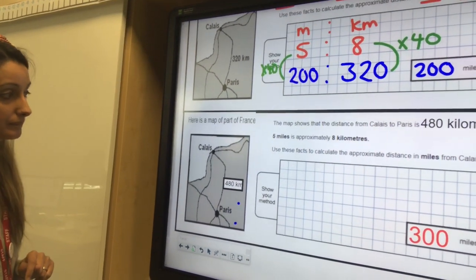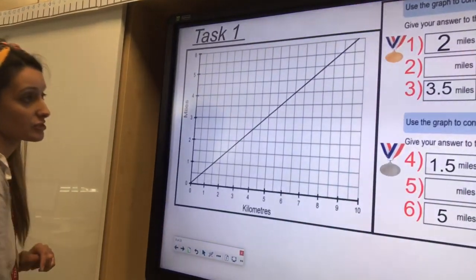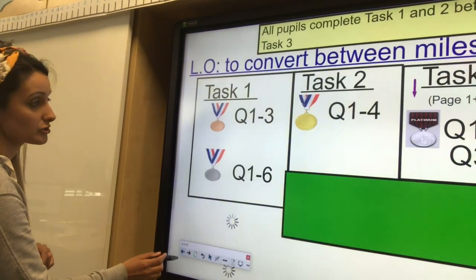Okay, cool. Right, is there any more to this? Nope, that's pretty much it. So what you'll need to do now is you'll need to go to the school website.